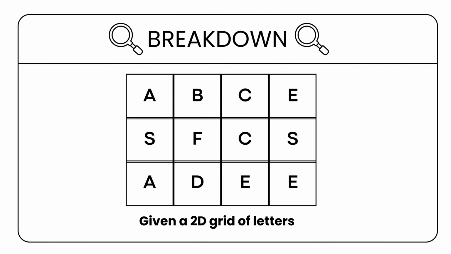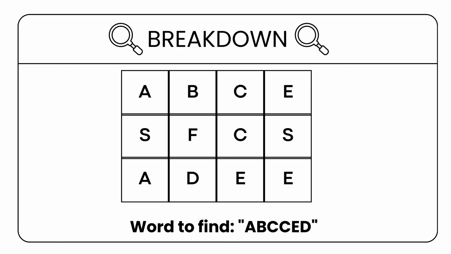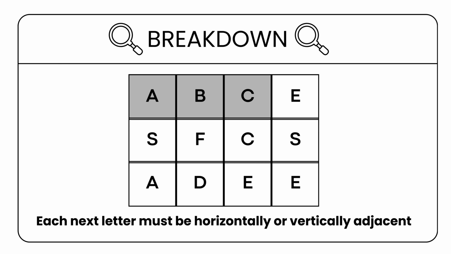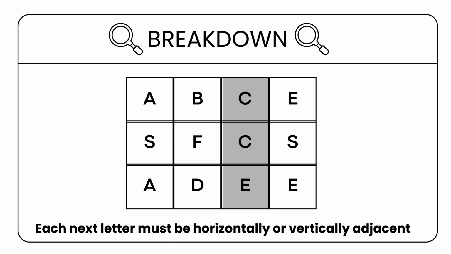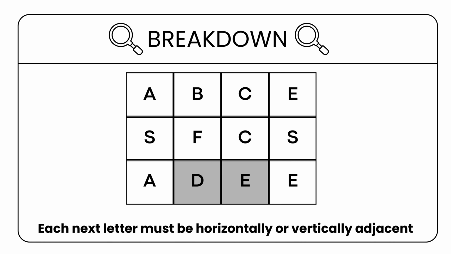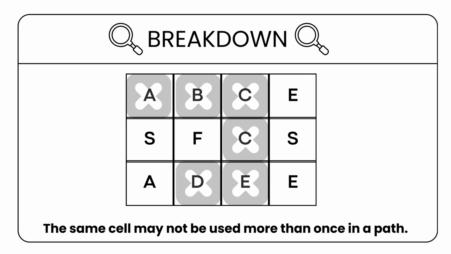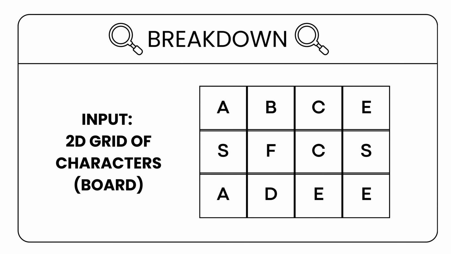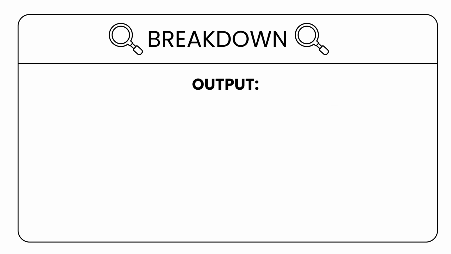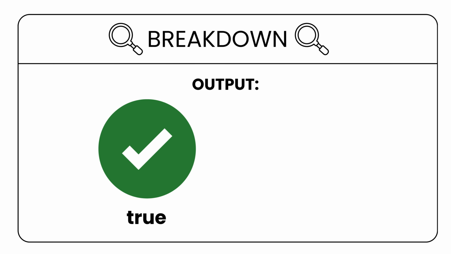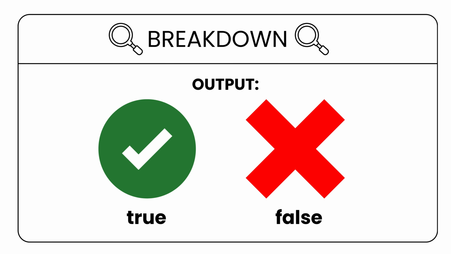Given a 2D grid of letters and a word, determine if the word exists in the grid. The word must be constructed from letters of sequentially adjacent cells, horizontally or vertically, and the same cell may not be used more than once. Input: 2D grid of characters, board, and string word. Output: Boolean. True if the word exists in the grid, false otherwise.